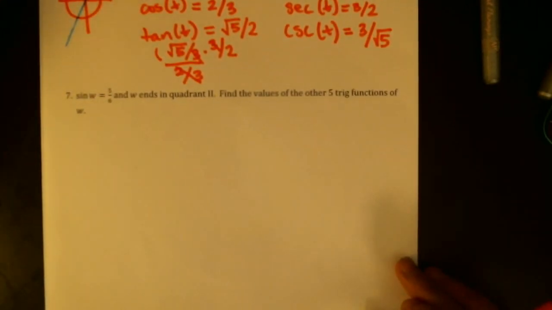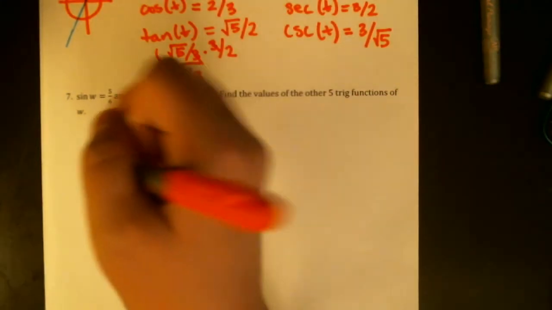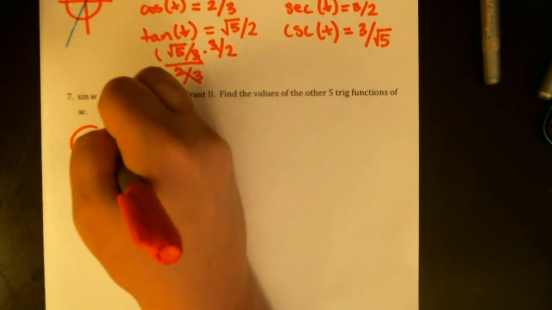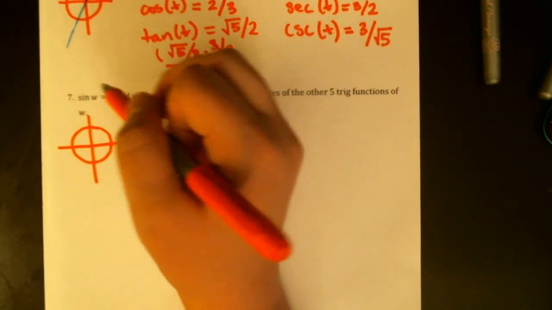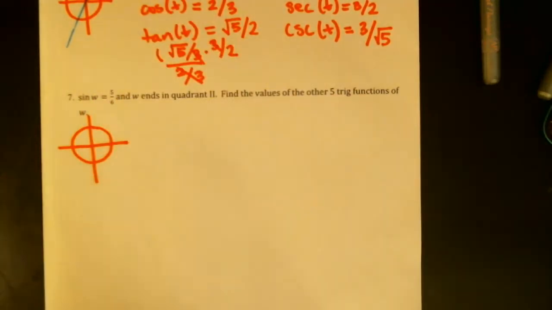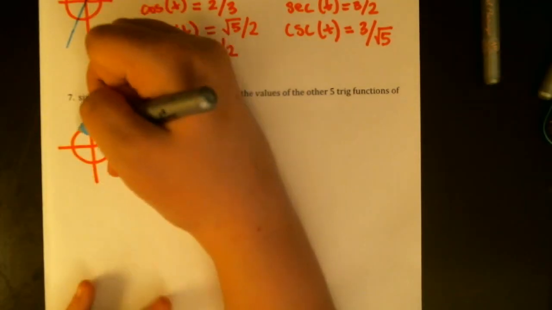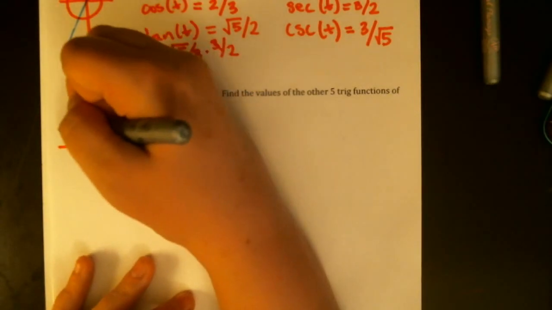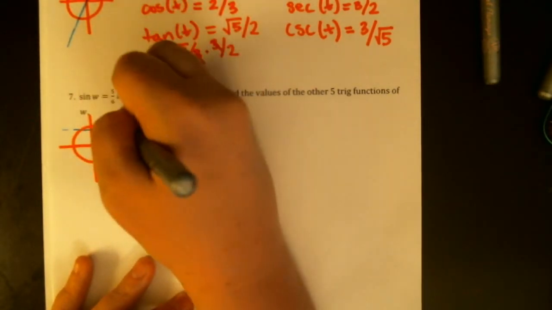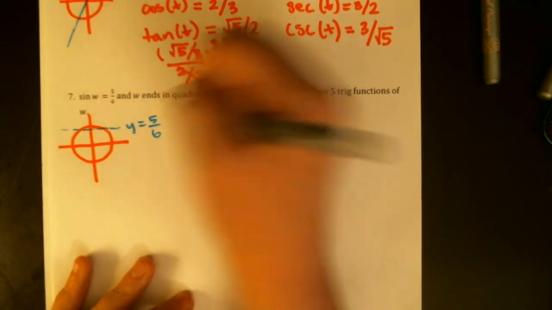Number 7. If sine w is equal to 5/6 and w ends in quadrant 2, find the values of the other 5 trig functions of w. Okay, so we're on the unit circle. We know that sine is equal to 5/6. Sine is your y value, so we're fairly close to the top of the circle. 5/6 is just a little less than 1. There are 2 possibilities. If our y value is 5/6, we could be in quadrant 1 or quadrant 2.